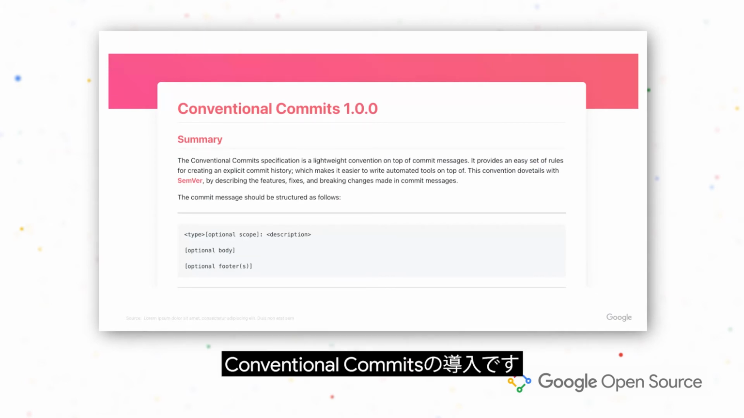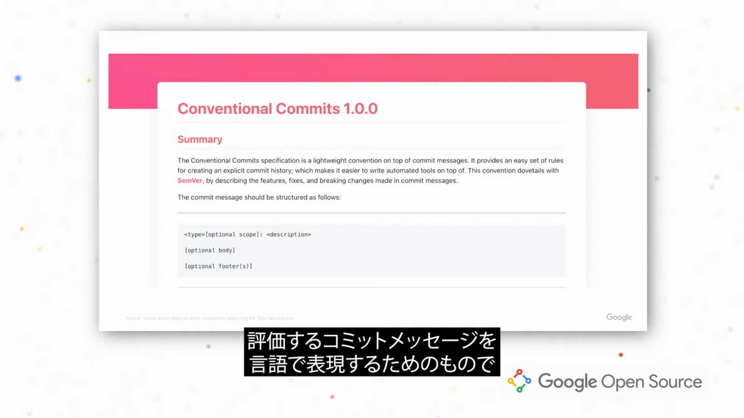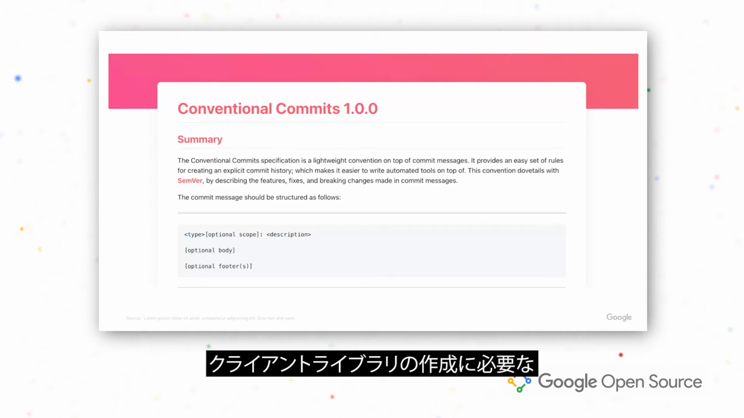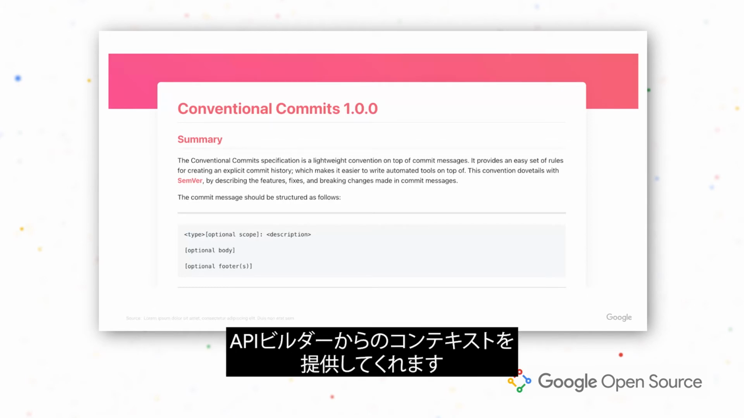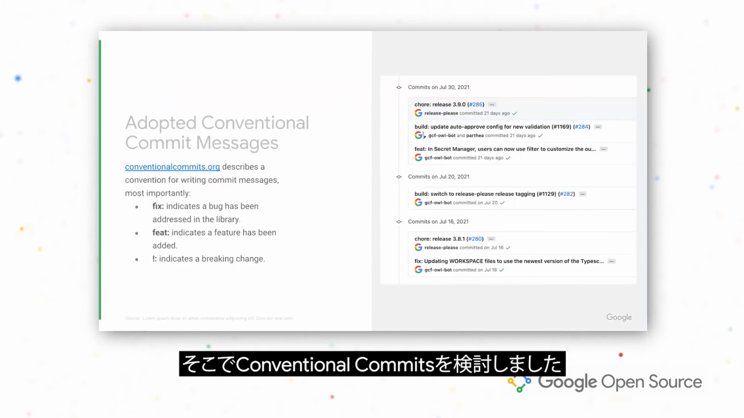There's this convention called conventional commits, which you can find at conventionalcommits.org, which describes a language one can bring to the commit messages they're writing to provide the context we were looking for from the API producers down to building these client libraries. So we started looking at conventional commits.